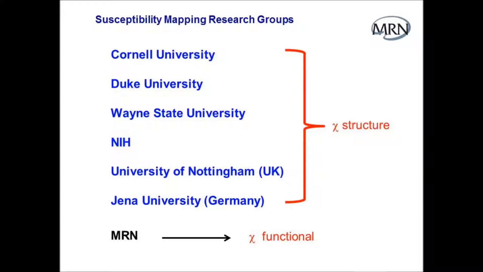So I think, in part, for susceptibility research, there are many organizations engaged in this study. Right now, more universities and more organizations are involved. However, I think these groups have studied susceptibility mapping for many years. Cornell University, maybe more than 10 years. Duke University recently published multiple papers. This is Wayne State University. Also, the NIH group recently got involved in this study. In the UK, this university, and in Germany, in the same city.